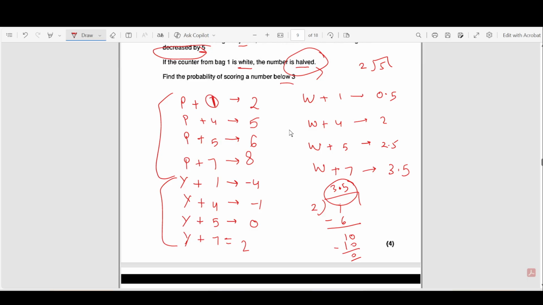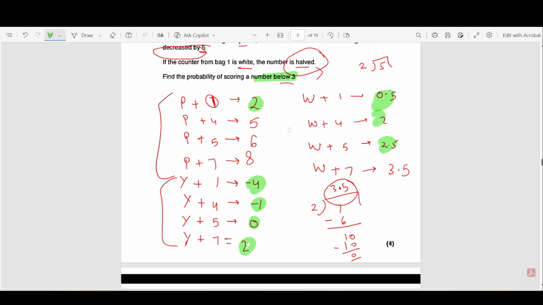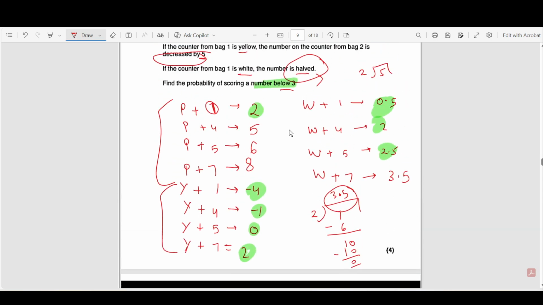Now it is asking the probability of scoring a number below 3. Let's see the numbers which are below 3. This and this, this, this, this, this. So these are below 3. How many are there? If you count 1, 2, 3, 4, 5, 6, 7, 8, total 8. So 8 are the favorable outcomes.